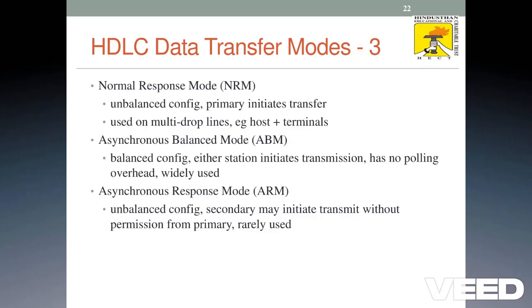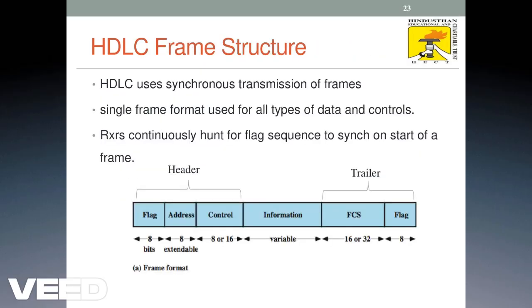Next is asynchronous response mode. This is also an unbalanced configuration. The secondary may initiate transmission without permission from the primary. It is rarely used.